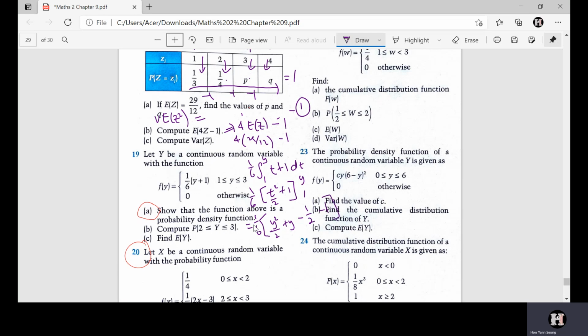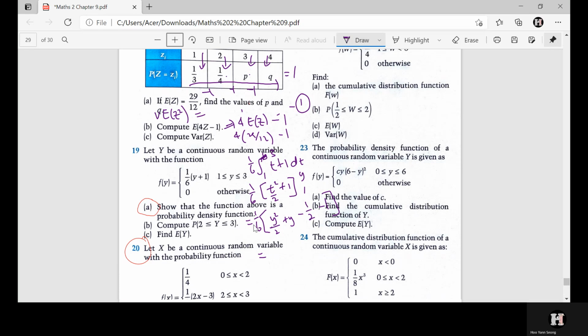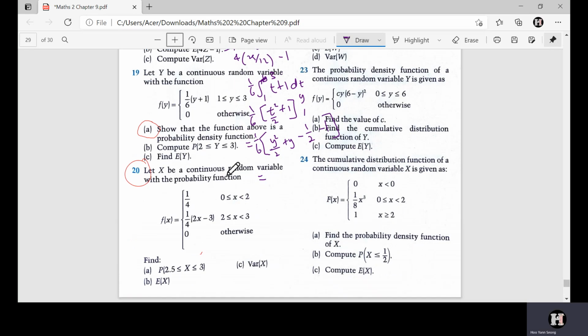Actually this one is for the density, and what you need to do is just substitute the 3 inside. It must give you 1. So that is how you find your density. If not, then simple, just integrate until 3. So from 1 to 3 must give you 1. That is how you show it. This one is continuous. And then find 2.5 to 3. So 2.5 is here, you just integrate from 2.5 until 3. Then you can get the probability.